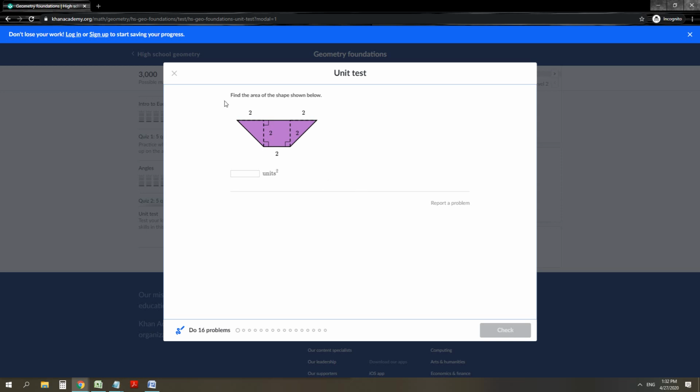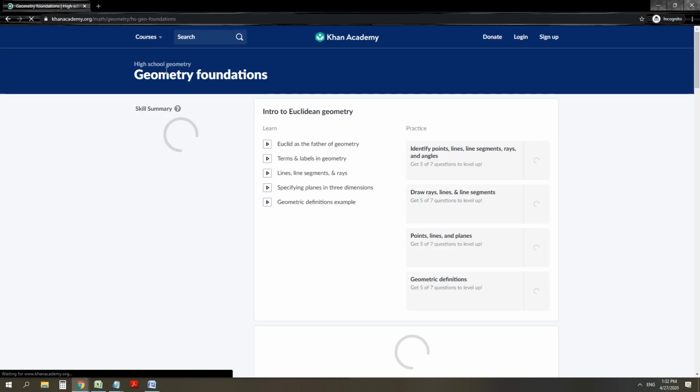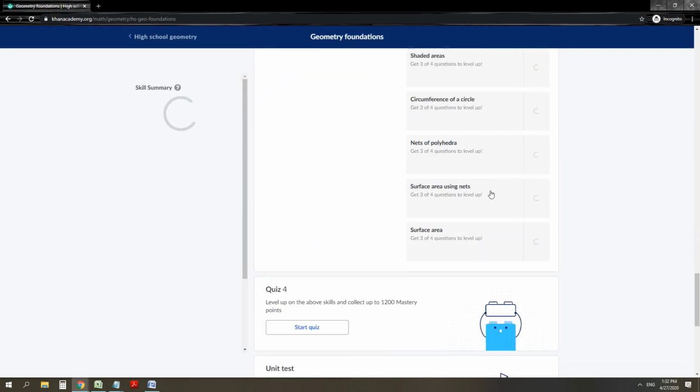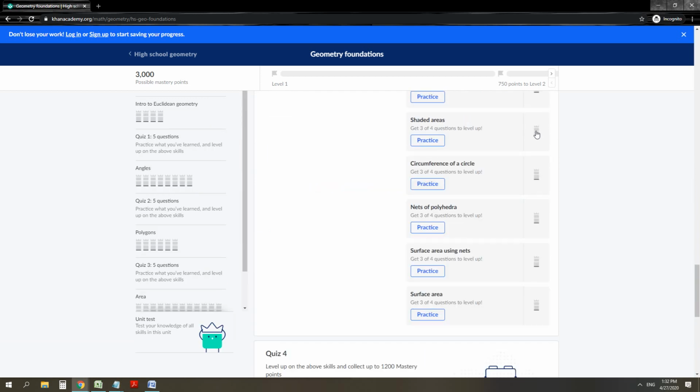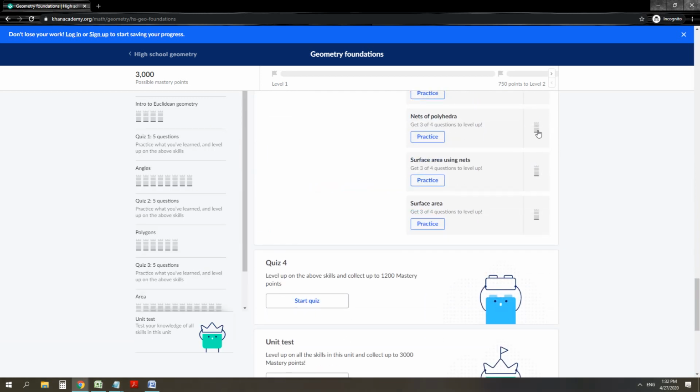Let's go. Okay, find the area of the shape below. For each of these, work through them slowly. Think about them. When you're done, it will populate all of these standards here and show me how I did. I haven't done anything yet, so I still have 0 out of everything.